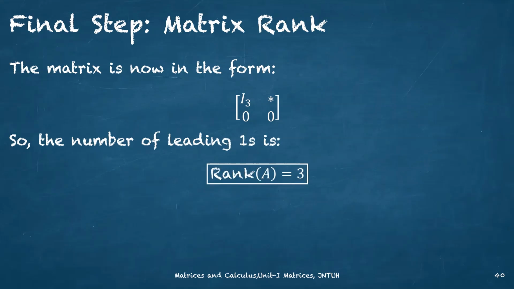Final step. Matrix rank. Now, the matrix is in its final simplified form. It looks like a block matrix where the top left part is the identity matrix I sub 3, and the rest contains other values or zeros. This means the matrix has 3 leading ones, which tells us the rank. So the rank of matrix A is 3.